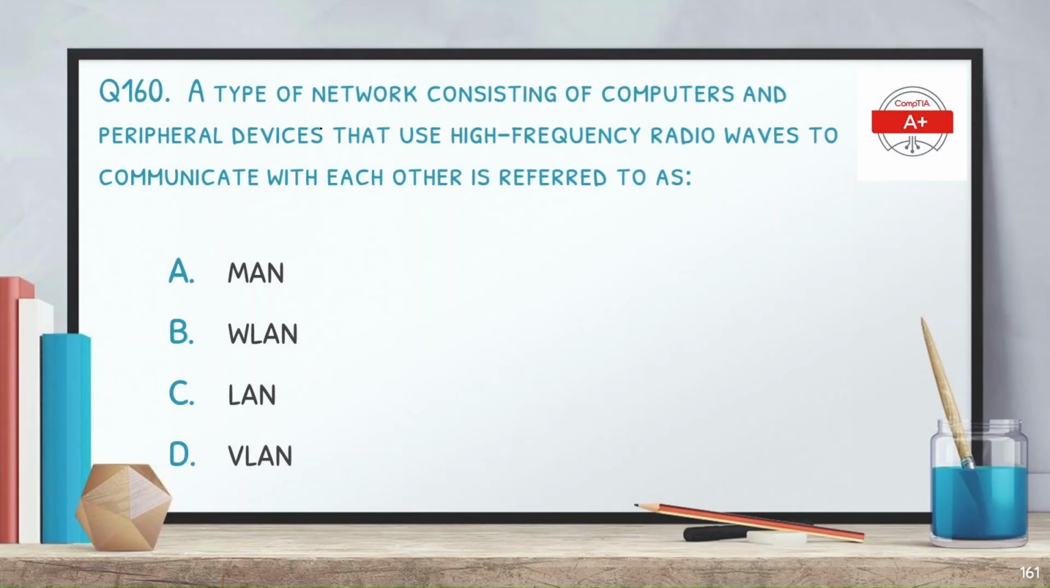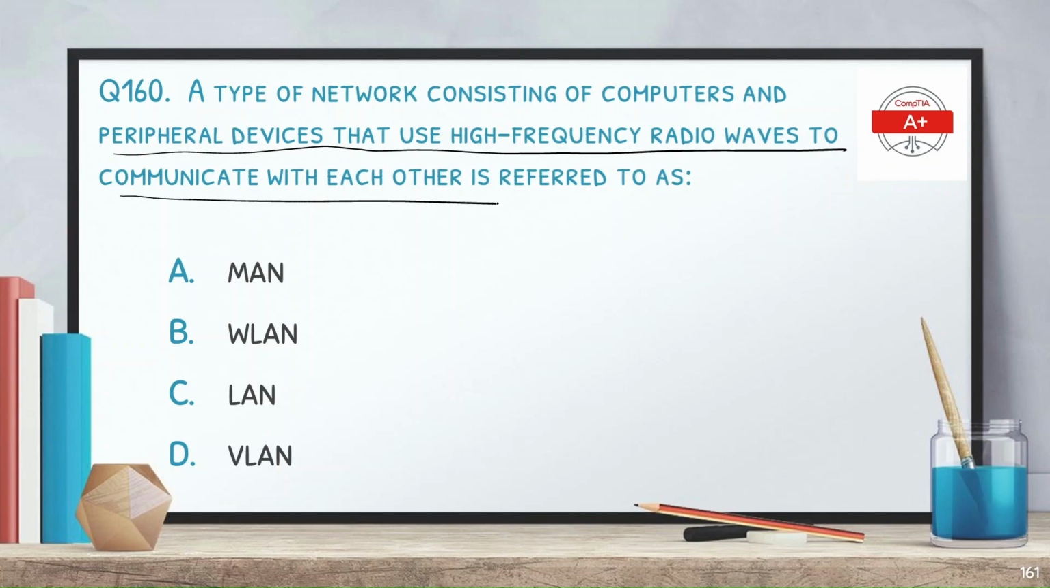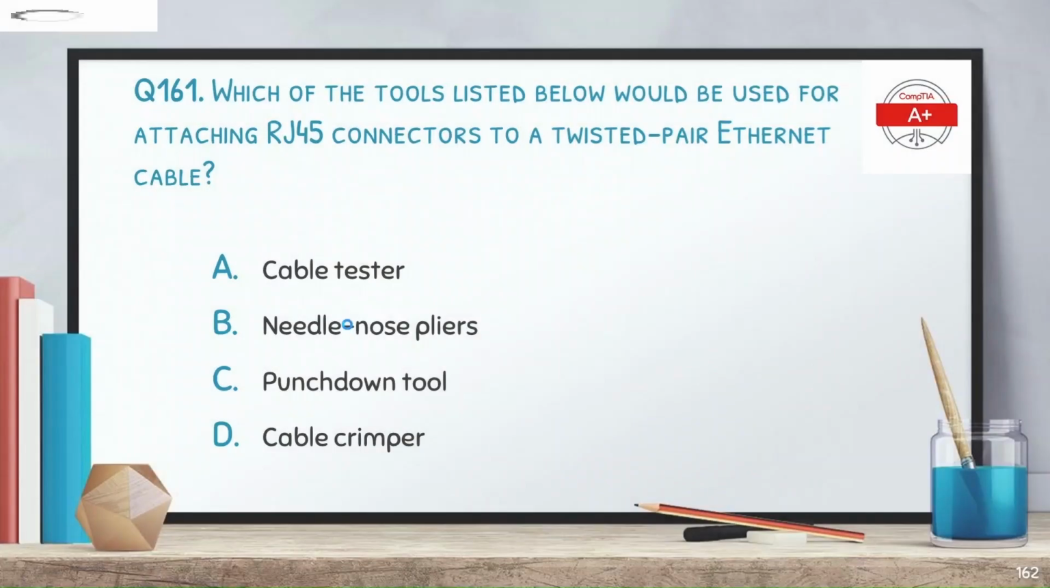Question number 160 is that a type of network consisting of computers and peripheral devices that use high frequency radio waves to communicate with each other is referred to as, and again options are A. MAN, B. WLAN, C. LAN, and D. VLAN. And the correct option is WLAN or wireless local area network.